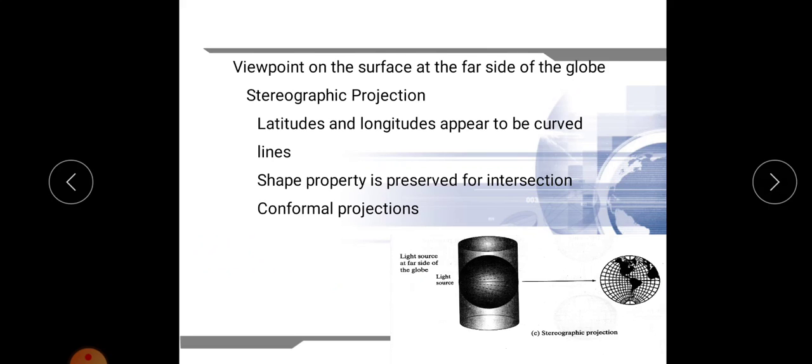Okay. So the last one, the viewpoint is on the surface at the far side of the globe. Okay, if the light source is here and we are viewing towards this end. That type of projection is known as stereographic projection, that is, the viewpoint is on the surface at the far side of the globe. And here the latitude and longitude will appear as curved lines. And the shape property is preserved at intersections, so it's a type of conformal projection.